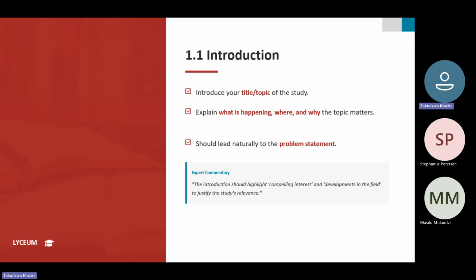And once we have crafted the introduction, we'll tackle the heart of your research, which is called the problem statement. Now, when you are writing your proposal, you need to cover each and every topic. That is the introduction, problem statement, so that your proposal or chapter 1 will be whole.